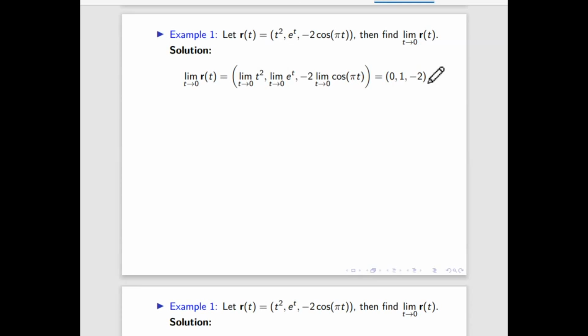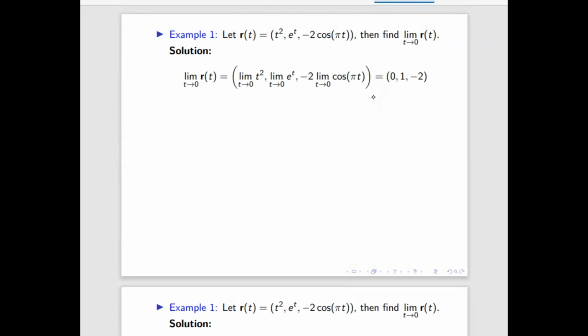So sequence limit is component wise, function limit is also component wise. If you know how to find the limit in R to R, that real valued function in the single variable, then these all functions are single variable functions, only the function variable here is t. So you can apply the limit directly.